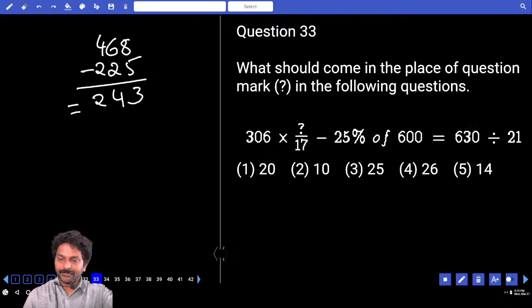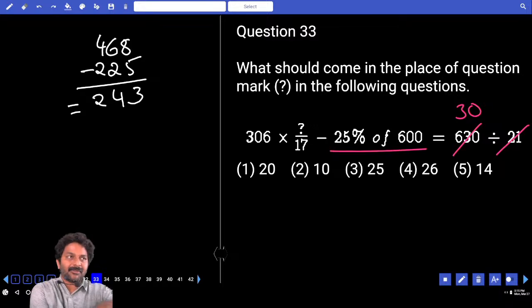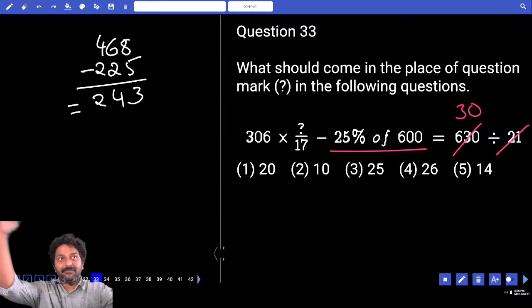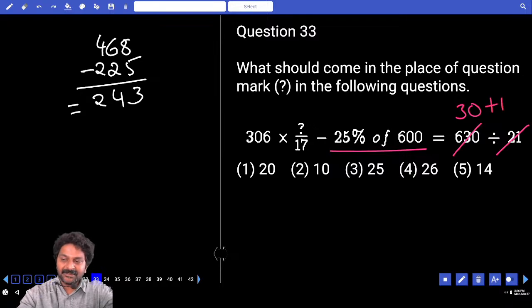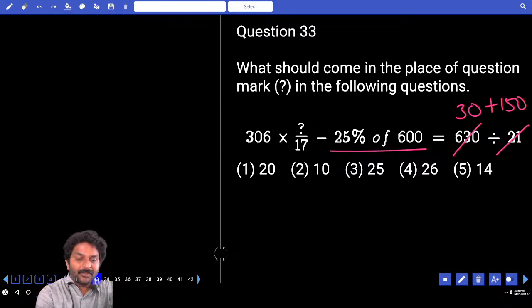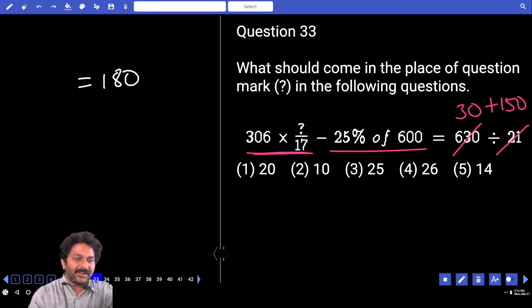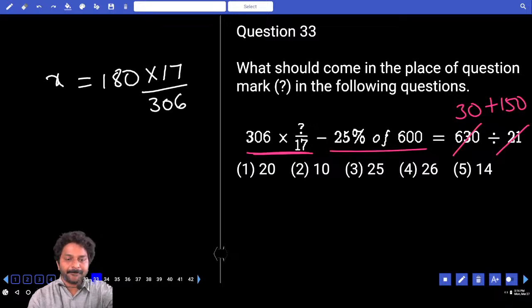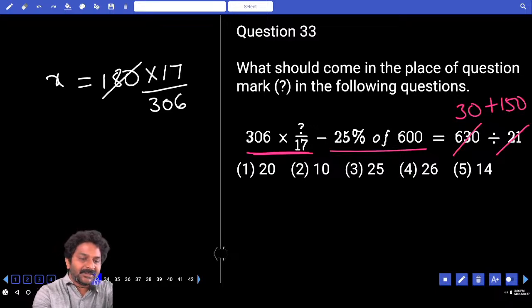Right. Let me first complete the right hand side number. How much is that? Come on, 30. 25% of this number, 1/4. 150. 150 negative value goes to the other side. Plus 150. How much is the total? 180 is equal to 306 into x by 17. Then x is equal to 306 by 17 goes to the other side, becomes into 17 by 306. Correct? So now first let me go with cancellation.